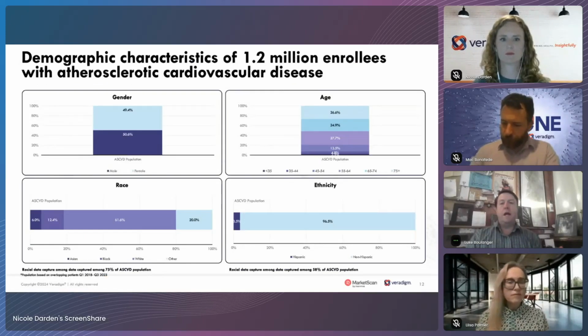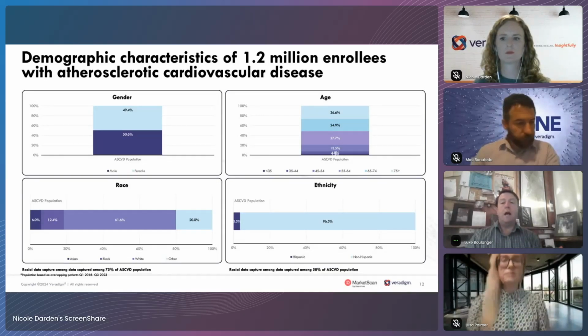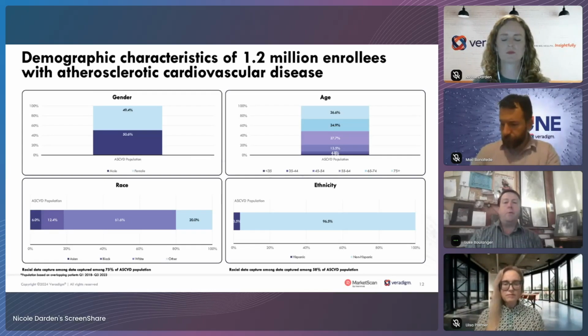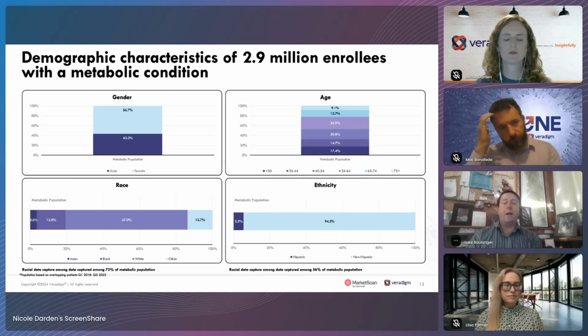Next slide. And then we took a look at some demographic characteristics in a couple of conditions. In terms of ASCVD, we look at the gender and we look at that age distribution. It's kind of as expected, I think, in terms of the ages of people who fall out here. And as well, you can see there's even more complete race and ethnicity data as you look into this chronic condition. And on the next slide, it's a similar finding for metabolic conditions.